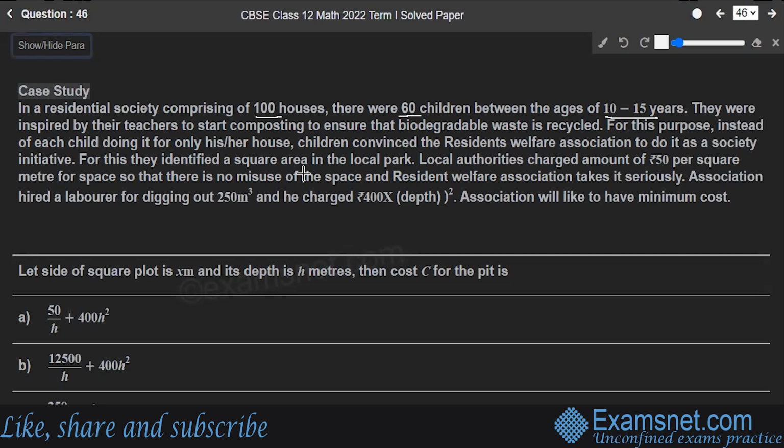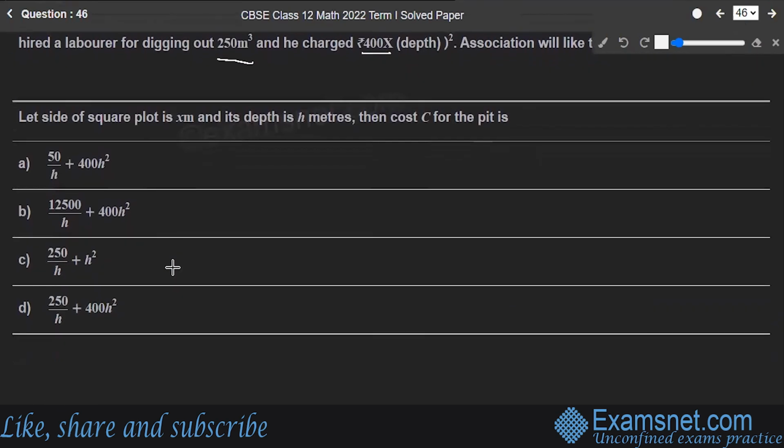For this, they identified a square area in the local park. Local authorities charged rupees 50 per square meter for space so that there is no misuse of space, and the Resident Welfare Association takes it seriously. The Association hired a laborer for digging out 250 meter cube, and he charged rupees 400 x depth square. The Association would like to have the minimum cost. So the question is, let the side of the square plot be x meters and its depth be h meters. Then the cost C for the pit will be which of these options?